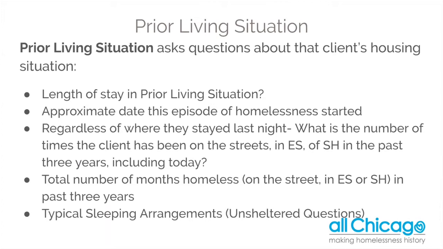So prior living situation is going to be linked to questions that ask about the client's housing situation. The questions that are linked to prior living situation are length of stay in previous living situation, approximate date this episode of homelessness started regardless of where they stayed last night, the number of times the client has been on the streets, in emergency shelter or safe haven in the past 3 years, number of months homeless on the street, and typical sleeping arrangements, which are its own set of questions.